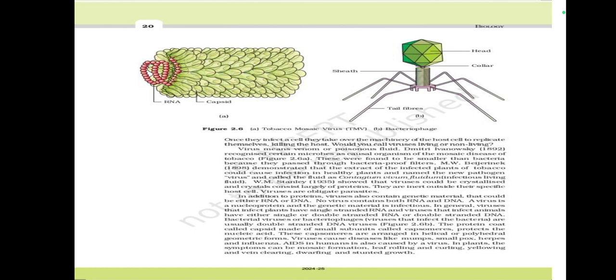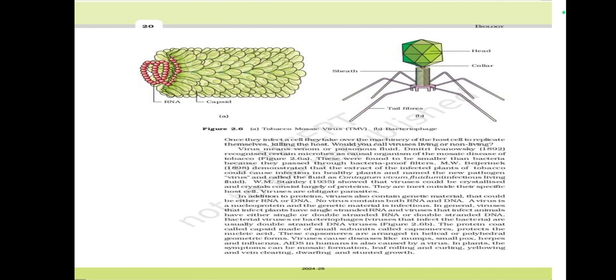Once they infect a cell, they take over the machinery of the host cell to replicate themselves, killing the host. Would you call the viruses living or non-living? Virus means venom or poisonous fluid.